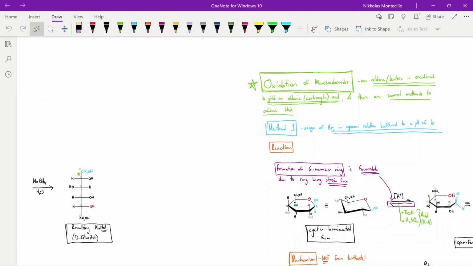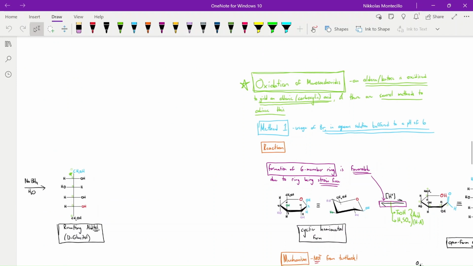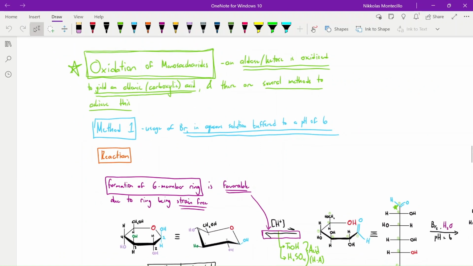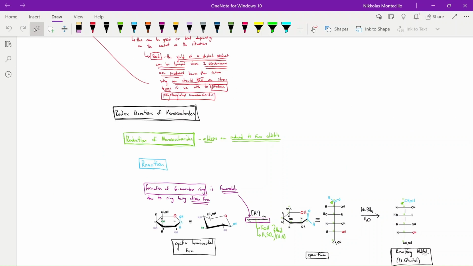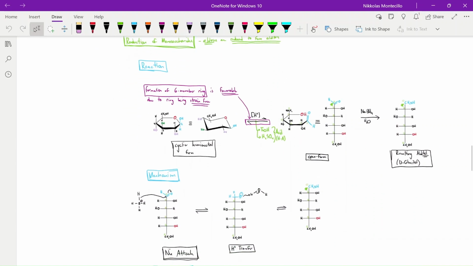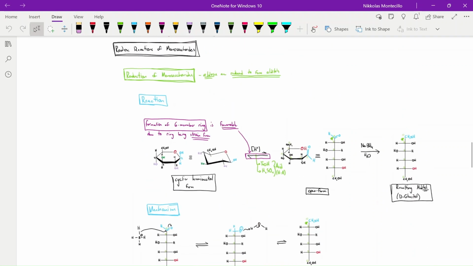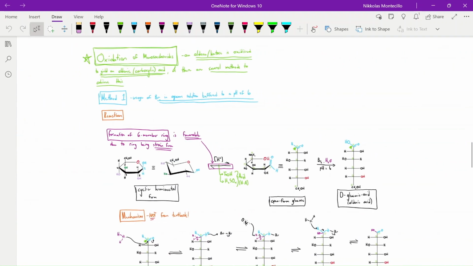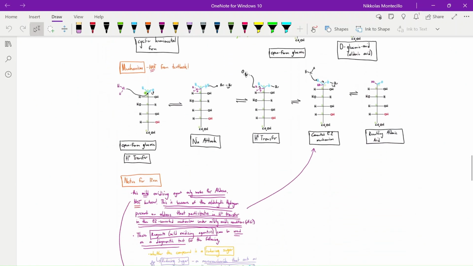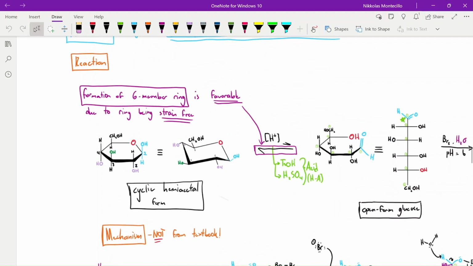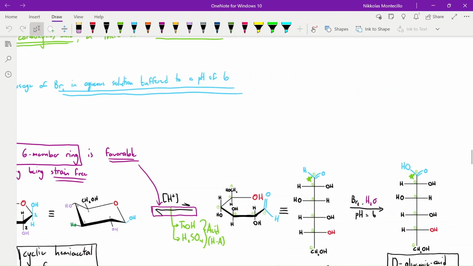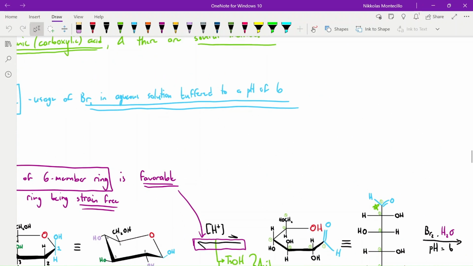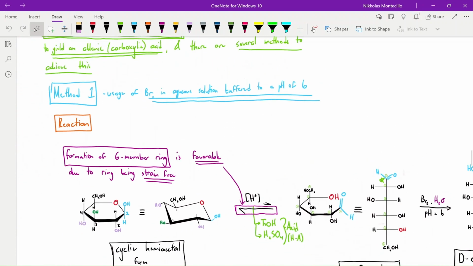Let's shift our focus towards the other set of redox reactions, which in this case is the oxidation of monosaccharides. Now, compared to the reducing reactions of monosaccharides, which appear to only include one method, we can see that there are several methods of oxidizing monosaccharides. So let's just go through all of these methods, starting with method 1, which involves the usage of gaseous bromine in an aqueous solution, which in this case is water, buffered to a pH of 6.